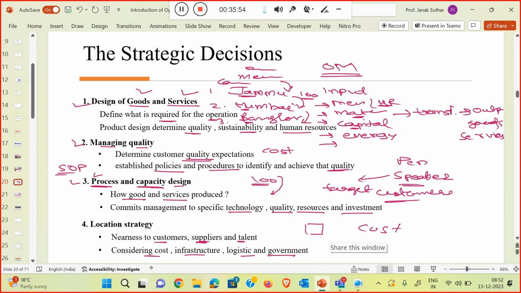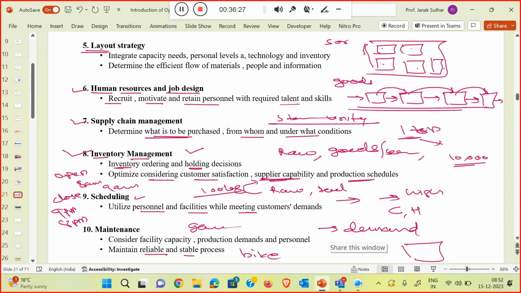So please remember, when we talk about the strategy of operation management, these 10 things are very critical. So I will now onward say 10 OM strategy. What does 10 OM mean? Operation management strategy. This is the 10 OM strategy decision. The first one is the design of goods and services. The next one is managing quality. The third one is process and capacity design. The fourth one is location strategy. The next one is layout strategy. The next one, human resource and job design. The next one is supply chain management. The next one is inventory management. The next one is scheduling, and the last one is maintenance.